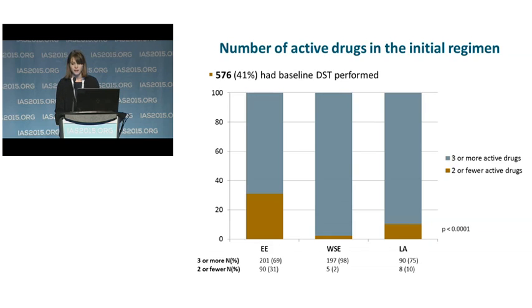In total, we had 576 individuals who had a baseline DST performed, and when we linked these results to the TB regimen individuals were started on to calculate the number of active drugs, we see that it was common to receive 2 or fewer active drugs in Eastern Europe, where around a third, or 31% of those with a baseline DST received 2 or fewer active drugs, compared to 2 to 10% in the other regions.